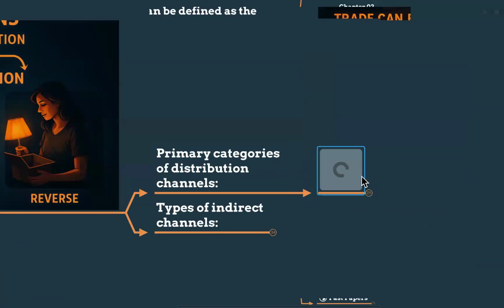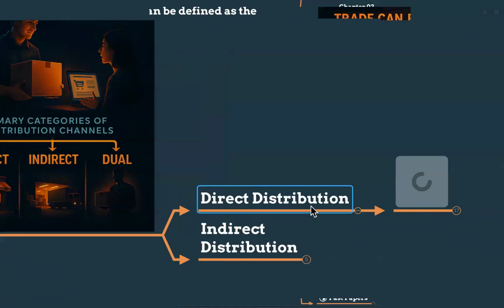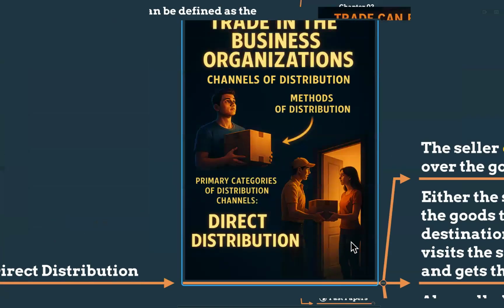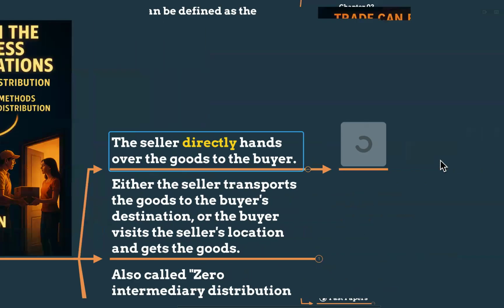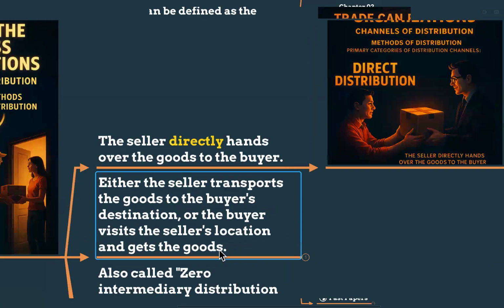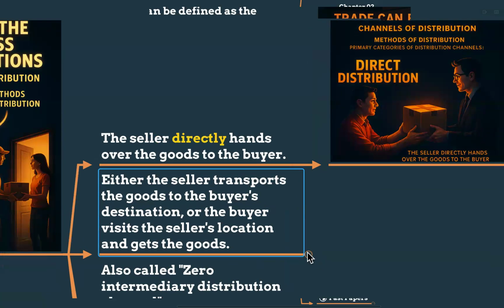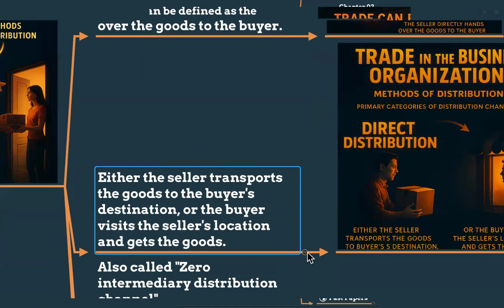So primary categories of distribution channels are, as I mentioned earlier, direct, indirect, as well as we will learn other categories also. So the direct distribution means the seller directly hands over the goods to the buyer, right? That's something you can understand about direct distribution. Either the seller transports the goods to the buyer's destination, or the buyers visit the seller's location and get the goods. Both can happen. But still, it is a direct distribution because they are meeting each other.